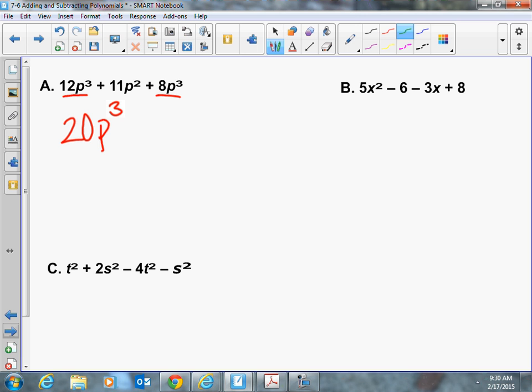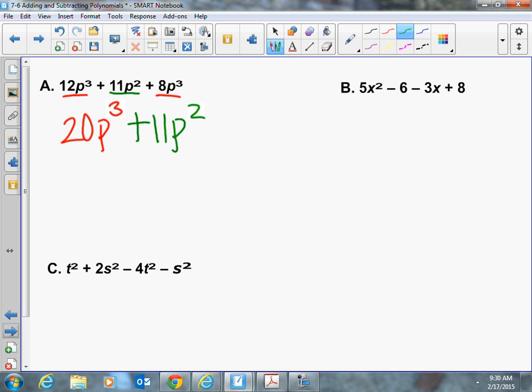Now the 11p squared term is just written after. This is your final answer. You do not combine that for 31p to the 5th. They're not like terms. They are not added together. It's like adding an apple to an orange and combining those and telling me how many apples you have. They're two different things. Okay, let's look at the next example.